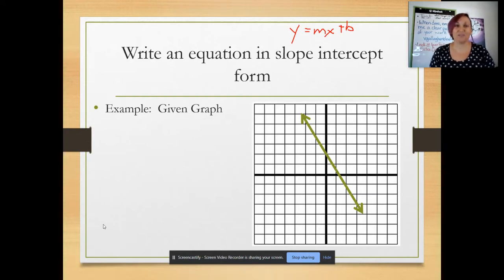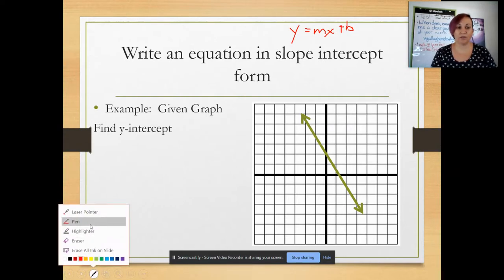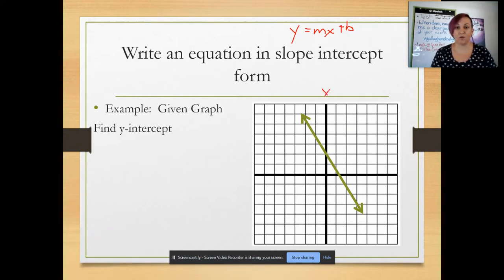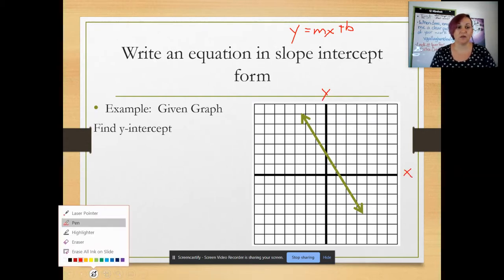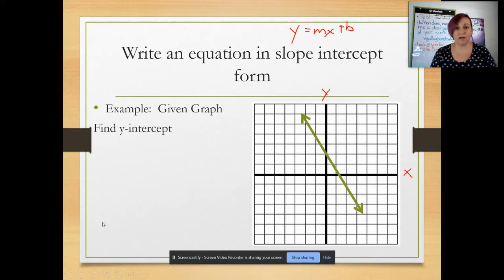When I'm doing these problems, I always like to start by trying to find the letter b, because the letter b is the y-intercept. And that's just 1 point, 1 dot. So if we can find where my line is crossing the y-axis, now the y-axis is the one that goes up and down, okay? So this is my y-axis, and then the left and right one, the horizontal one, is my x-axis. So if I can find where the line is crossing the y-axis, then I can find my y-intercept. And so looking at my y-axis, my y-intercept should be right here.